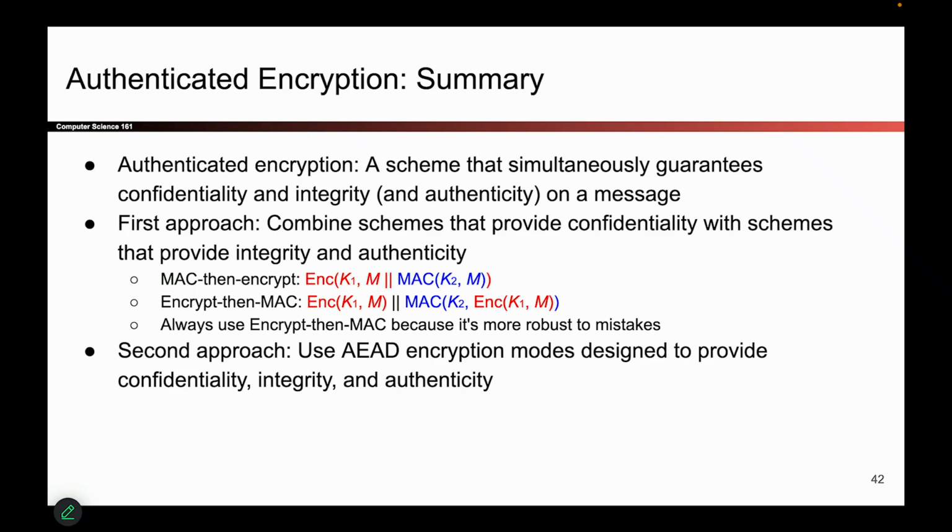And then at the end, we talked about ways to combine confidentiality schemes and integrity schemes. And we said that there are two possibilities. One approach is to combine schemes. If you choose to combine schemes, always use encrypt and MAC. Don't give the attacker a decryption oracle. And the second approach is to use AEAD schemes, which are powerful but dangerous. And that's it for MACs and integrity.